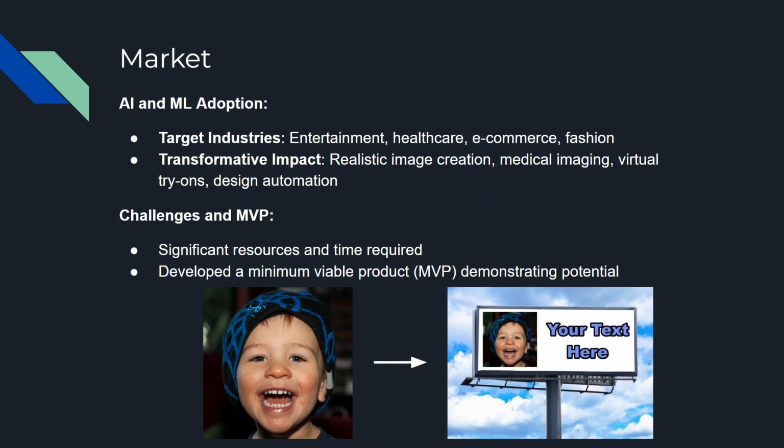The fields of artificial intelligence and machine learning are rapidly growing and being widely adopted across many industries, with GANs leading the way in innovation. Our product, which uses GAN technology, is aimed at key sectors such as entertainment and media, healthcare, e-commerce and retail, and fashion and design. In these industries, GANs are transforming processes by enabling realistic image creation, improving medical imaging, offering virtual try-on experiences, and streamlining design tasks.